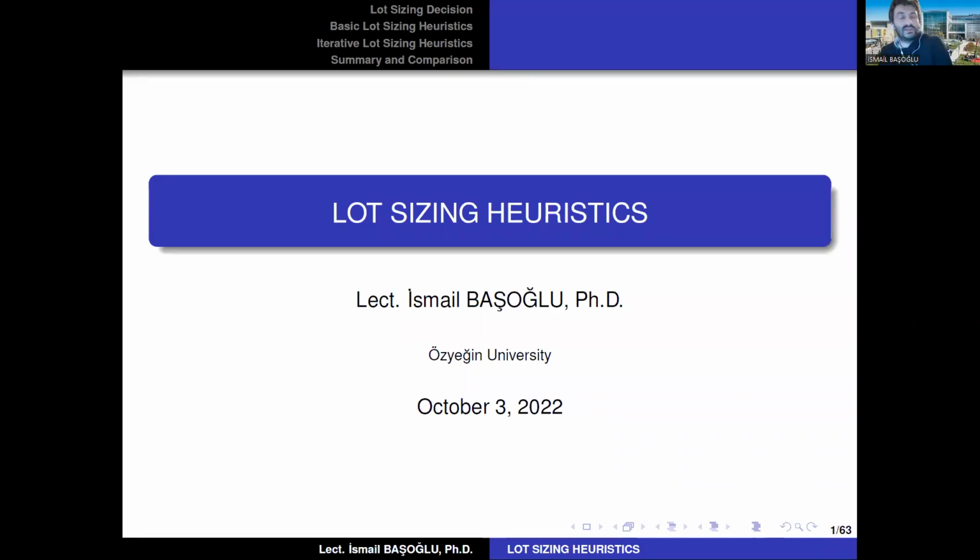Hello again, my friends. We are going to continue with the next module of our course. This is the sixth module, and the name of this module is load sizing heuristic.